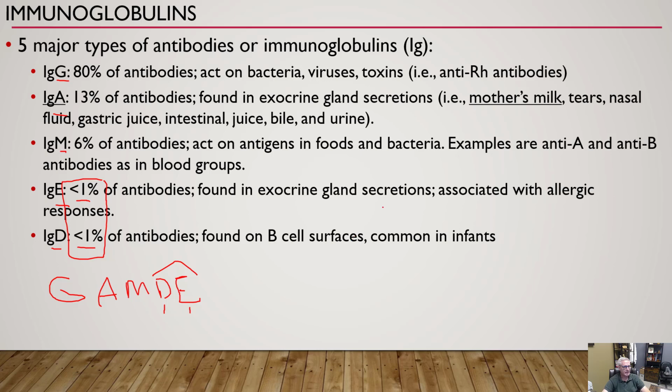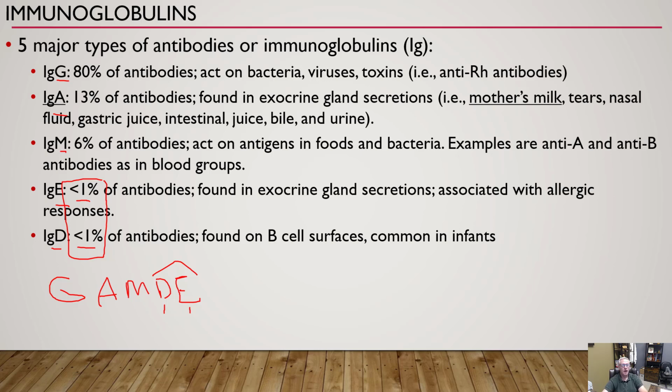All right, so IgG is going to be your most abundant. You see 80% of your antibodies being IgG. That's going to be with viruses and toxins and bacteria. These are going to be like your anti-Rh antibodies. So your anti-Rh, that's your O positive, that's your blood type. Your anti-Rh antibodies, that's your Rh, your rhesus, that D antibody.